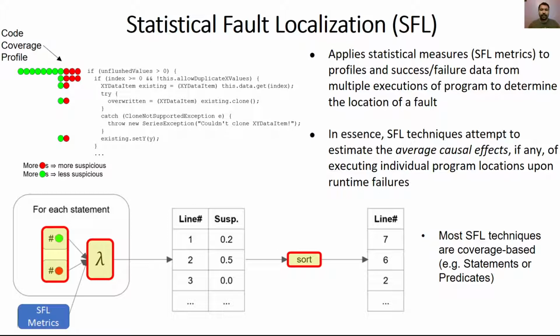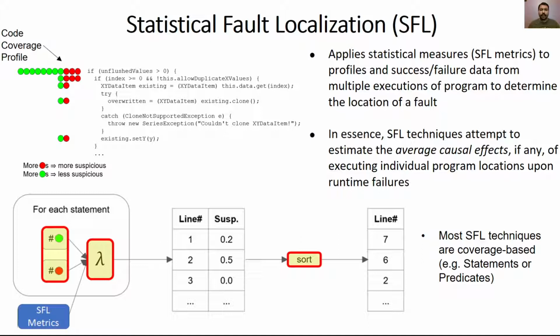First, let me introduce the problem of statistical fault localization, or SFL for short. SFL is a partially automated approach to localizing faults in programs. SFL techniques input execution profiles for a set of program executions, such as code coverage profiles, together with indications of whether each execution succeeded or failed. To this data, the techniques apply statistical measures of association between the failure data and profile data in order to compute what are called suspiciousness scores.